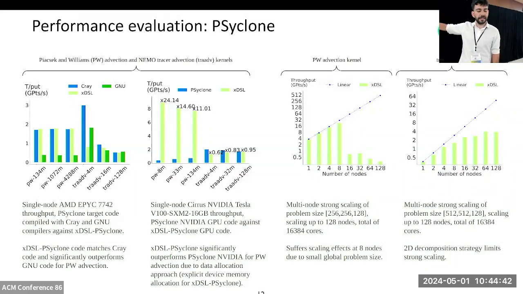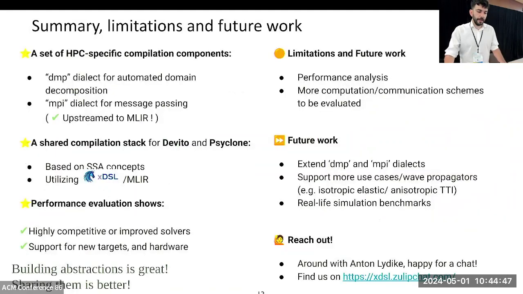Of course, you can see some breakdown, mainly due to the small problem size used in distributions. You can see on the left hand side of the screen. We need to work a bit on performance analysis. We can do more computation communication schemes at the DMP dialect using the swap operation and doing some better high level, more algorithmic improvements.